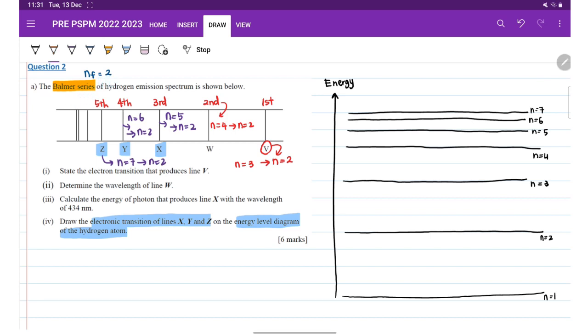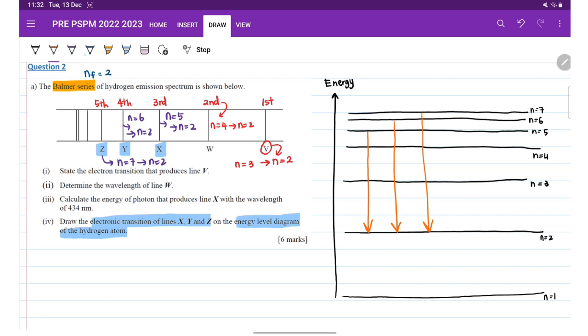Okay, so now we will draw our lines X, Y and Z. To draw the line, we start with X from N equals 5 to N equals 2. So, this will be the arrow, and the other two arrows. So, there must be 3 transitions here and they will end at N equals 2. Again, N equals 1 must be there.